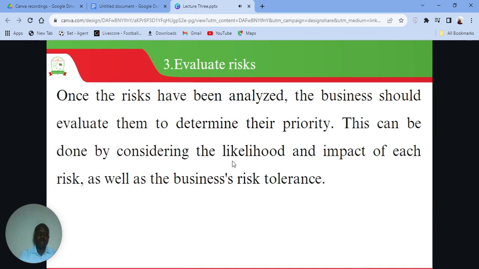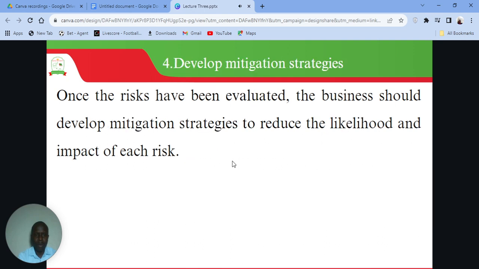Then from there, we evaluate these risks to determine their priority. This can be done by considering the likelihood and the impact of each risk, as well as business risk tolerance. So what is the likelihood of any of those that we have identified? What is the likelihood of the risk happening?